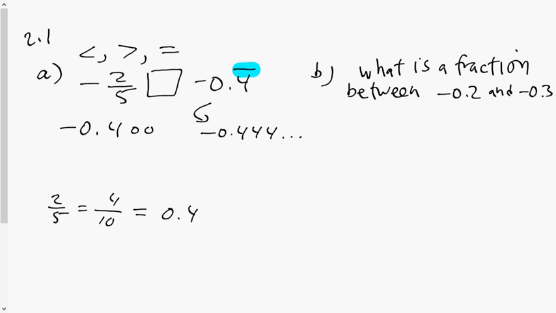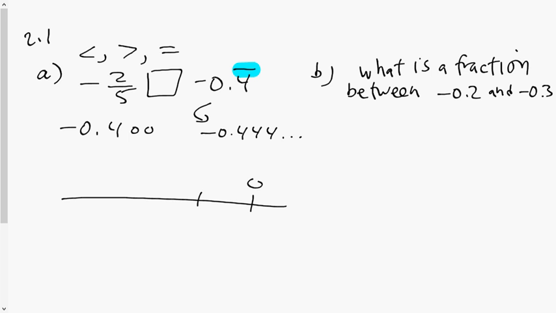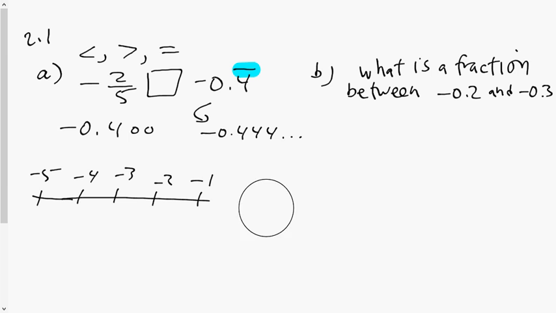So regardless of how we do it, we get negative 0.4 with zeros if you want, versus negative 0.44444. Now remember, when it's negative, negative 0.4. Oh, I did that wrong. Oopsie daisy. Let's try that again.